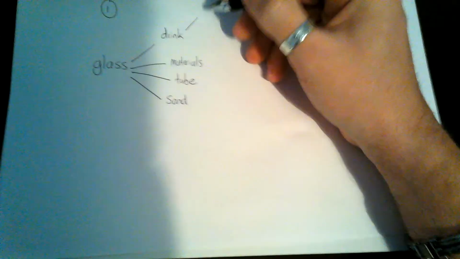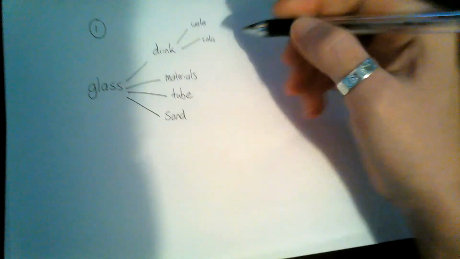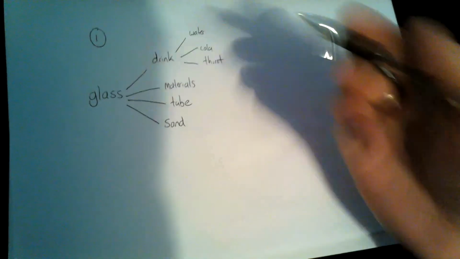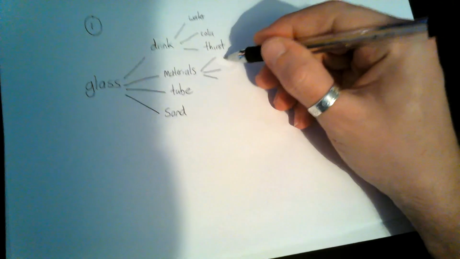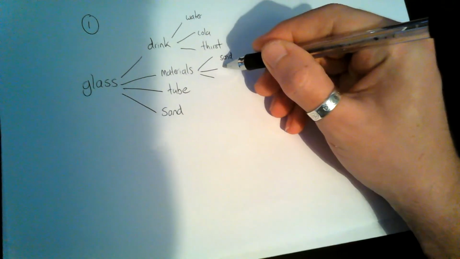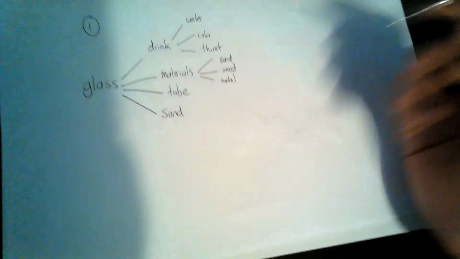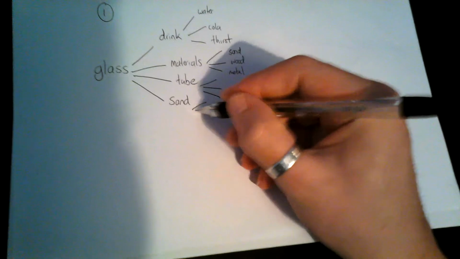Once they've gone from glass to drink, they might then think, for example, water, or they might think cola, or they might think of thirst. Materials, obviously you can go a number of ways with materials. They might think of sand again, they might think of wood, they might think of metal. Tube could lead to other things for them as well, and again same with sand.